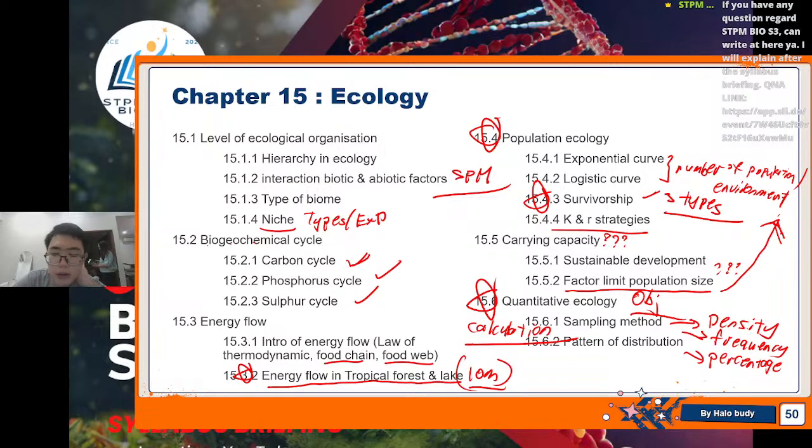You already learned all this in SPM, but there you also needed the formulas, right? What are the formulas for density, frequency, percentage? There are a total of 6 formulas plus 1. The 6 formulas are for plants: density, frequency, percentage, and the relative ones. The plus one is for animals, the capture and recapture method. So there are a total of 7 formulas. You have to memorize them.